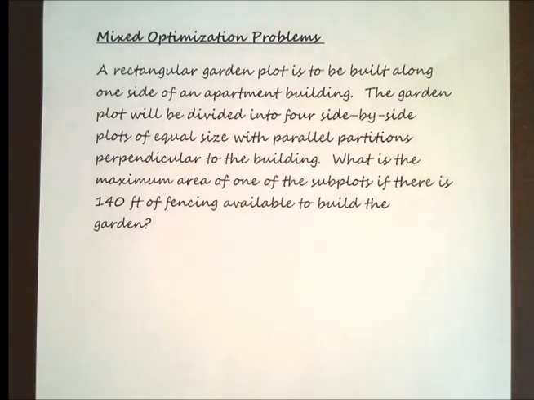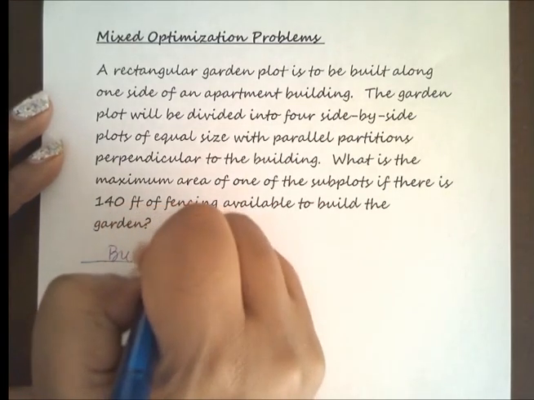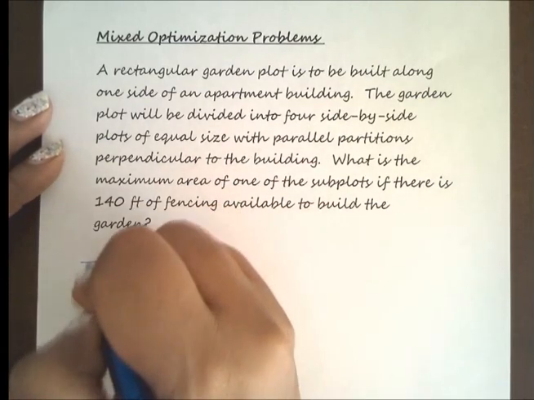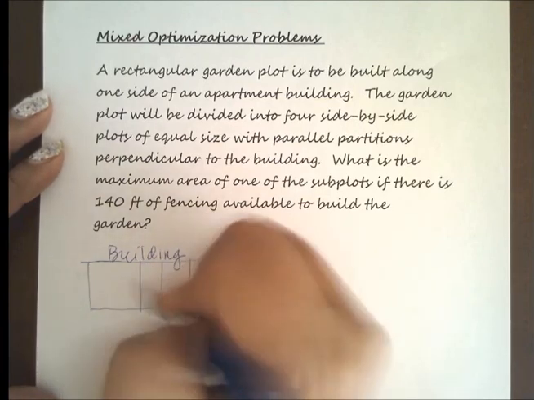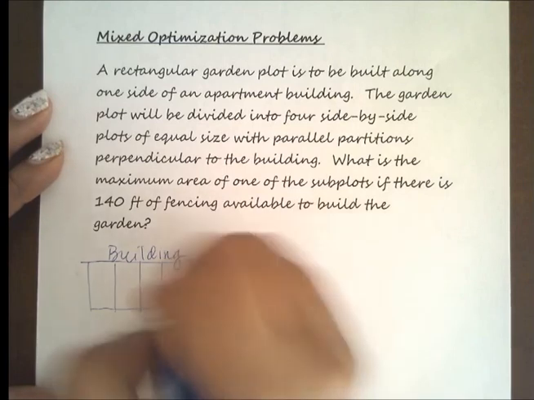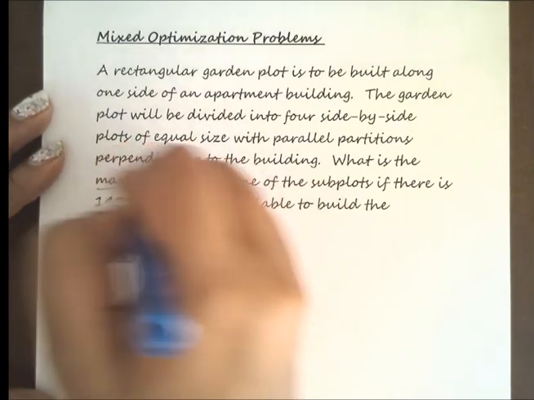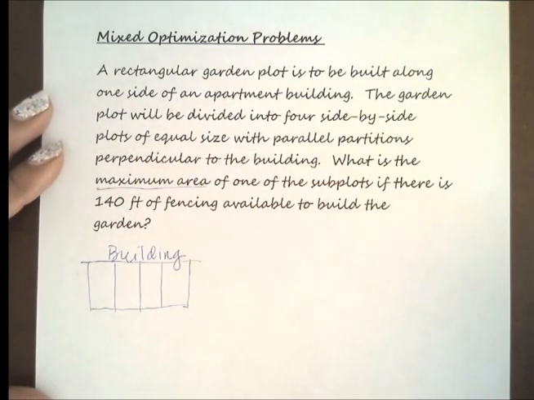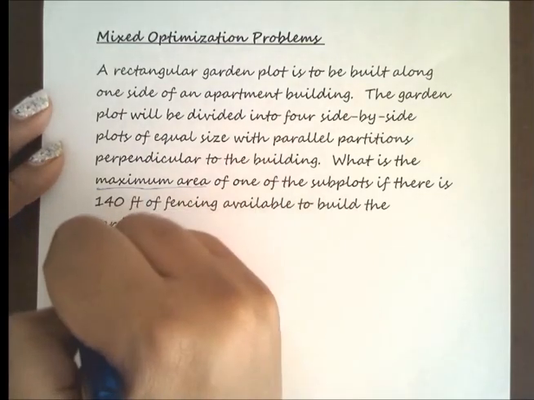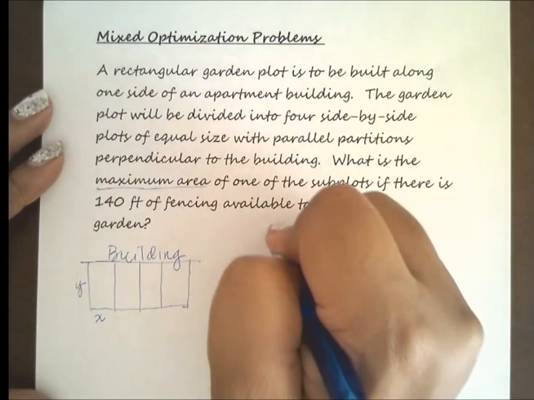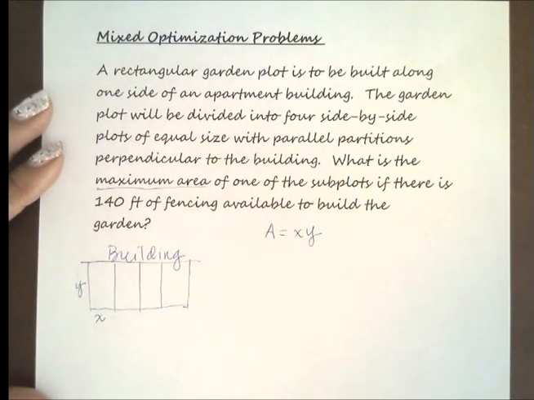So let's say here's my building, right? And we're going to build a garden. It's a rectangular garden that's going to be divided into four equal subplots. One, two, three, four. So what we want to maximize is the area of one of the subplots. So let's say this horizontal length is x and this vertical length is y. The quantity we want to optimize is the area, xy.